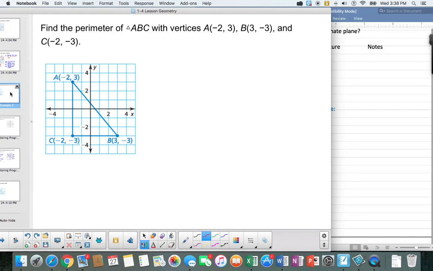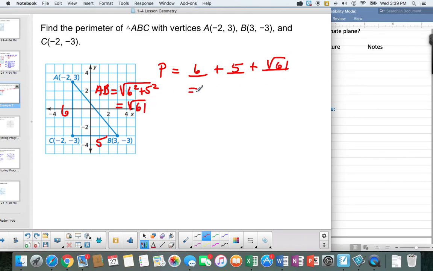Find the perimeter of triangle ABC with these vertices. So we'd like to find the perimeter, which means we've got to find 3 sides. So we know that this length right here is 6, and we know that this length right here is 5. And to figure out this length, since it's already in a right triangle, I'm just going to use the Pythagorean theorem. So AB will be equal to the square root of 6 squared plus 5 squared. And that's going to be 36 plus 25, which is square root of 61.